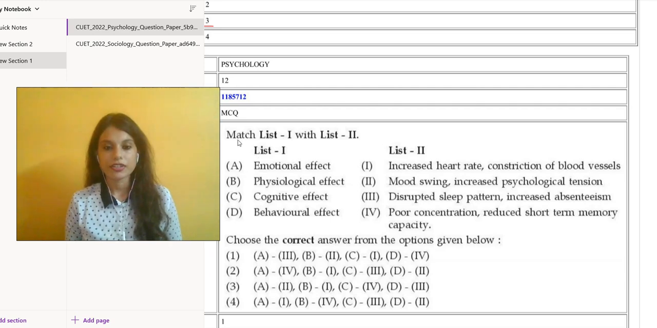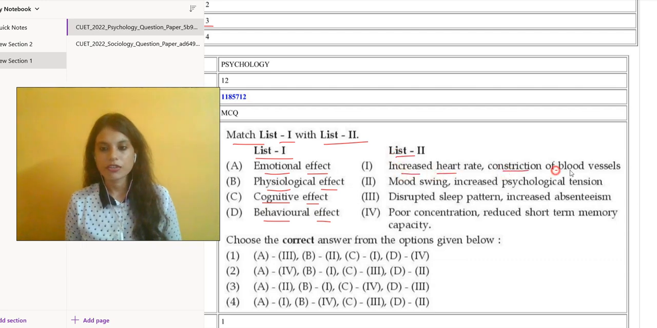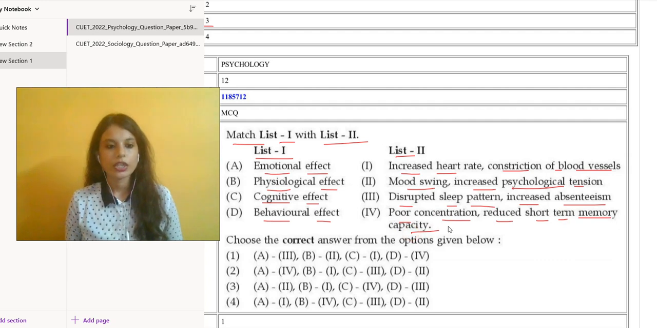Coming back to the question, it says match list 1 with list 2. Under list 1, we have emotional effect, physiological effect, cognitive effect, behavioral effect. List 2 says increased heart rate, constriction of blood vessels, mood swing, increased psychological tension, disrupted sleep pattern, increased absenteeism, poor concentration, reduced short-term memory capacity.